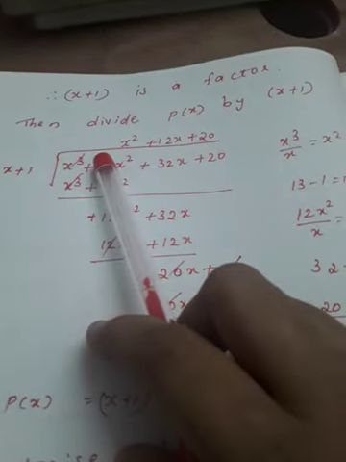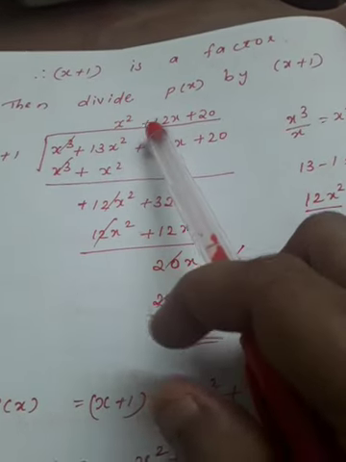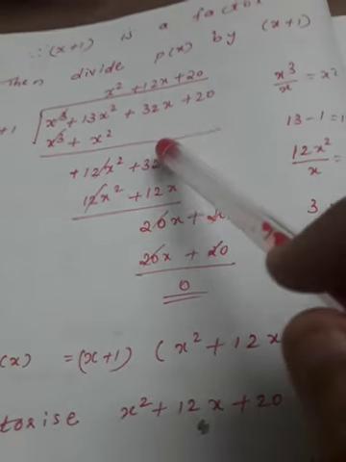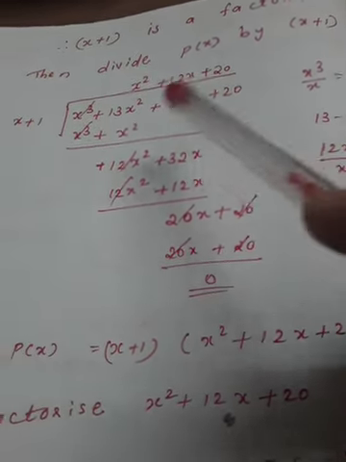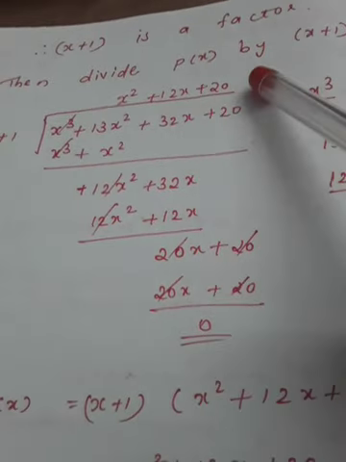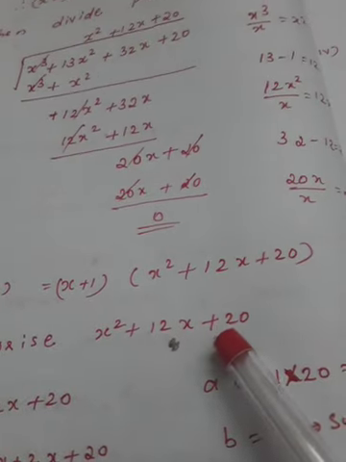Then what we should do? Do the long division. Then we got x square plus 12x plus 20. Same as above, same steps we want to do. Then what we will get? x square plus 12x plus 20. So we need to factorize x square plus 12x plus 20.